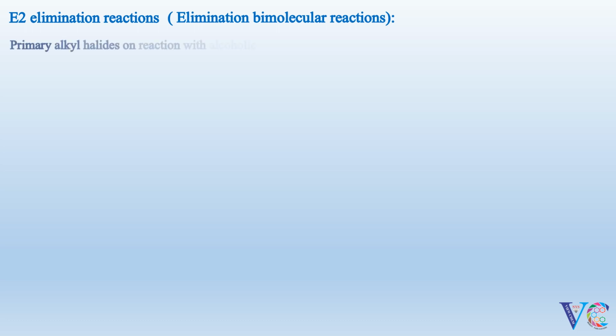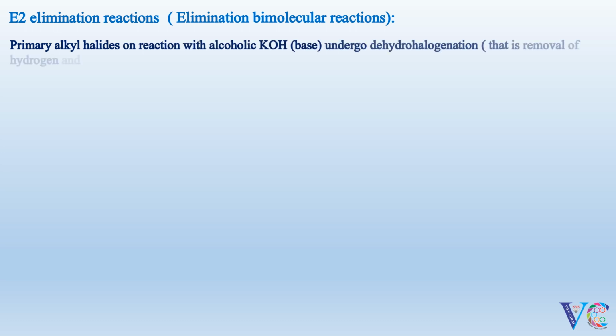E2 elimination reactions. Elimination bimolecular reactions. Primary alkyl halides, on reaction with alcoholic KOH, the base, undergo dehydrohalogenation, that is, removal of hydrogen and halogen, to yield alkenes.